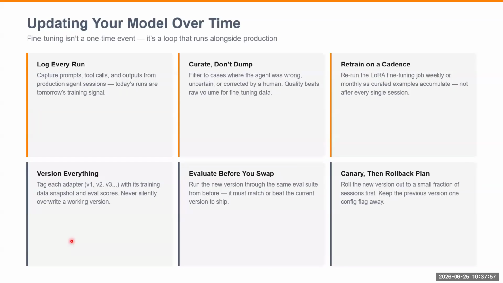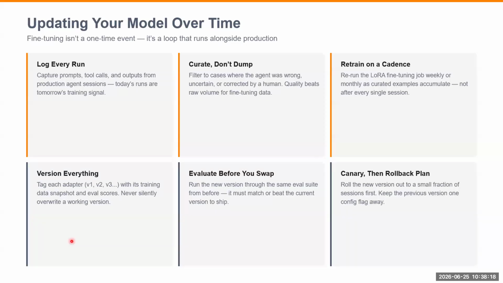The other thing is fine-tuning isn't just a one-time event. You need to continuously fine-tune your model if this is your goal, if the other options didn't work out. The whole point is fine-tuning can be intensive because you need to log everything, right? So you need to log every run.